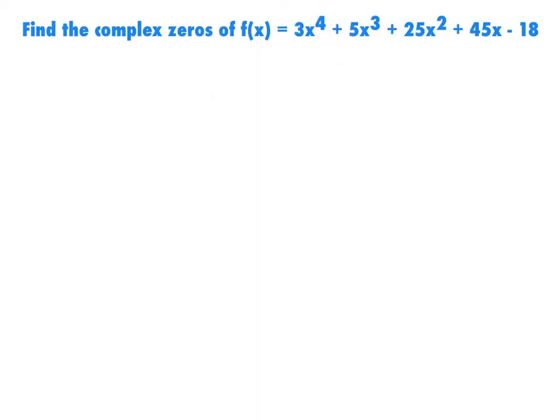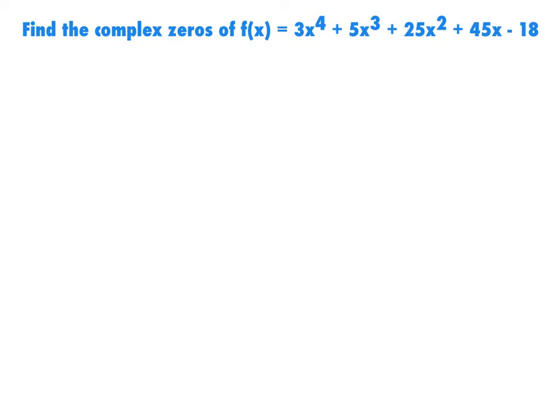Now let's check out another example where we're asked to work backwards to find the complex zeros of a function that we're given. The first thing I do is look at the leading term, and I see it's 3x to the 4th. That is a degree 4 polynomial, so I know that it has at most 4 zeros.